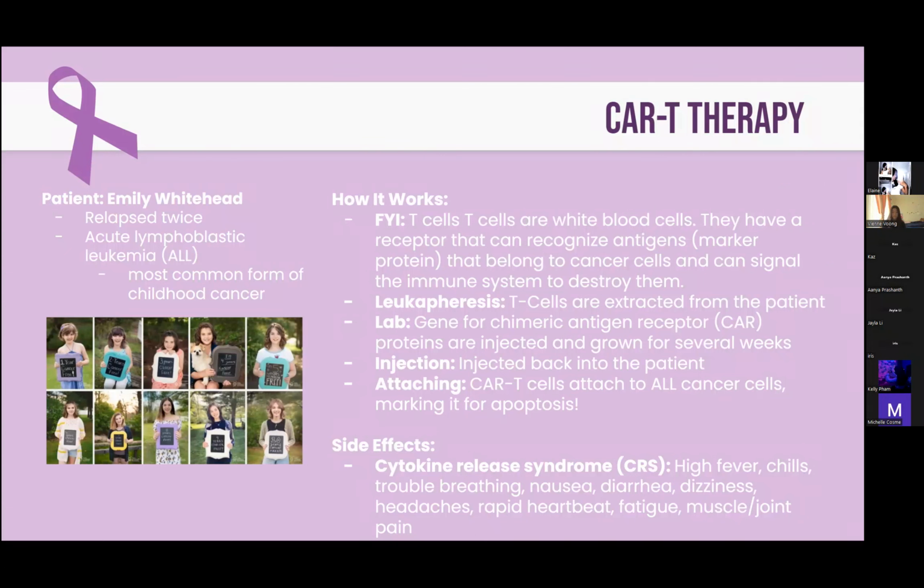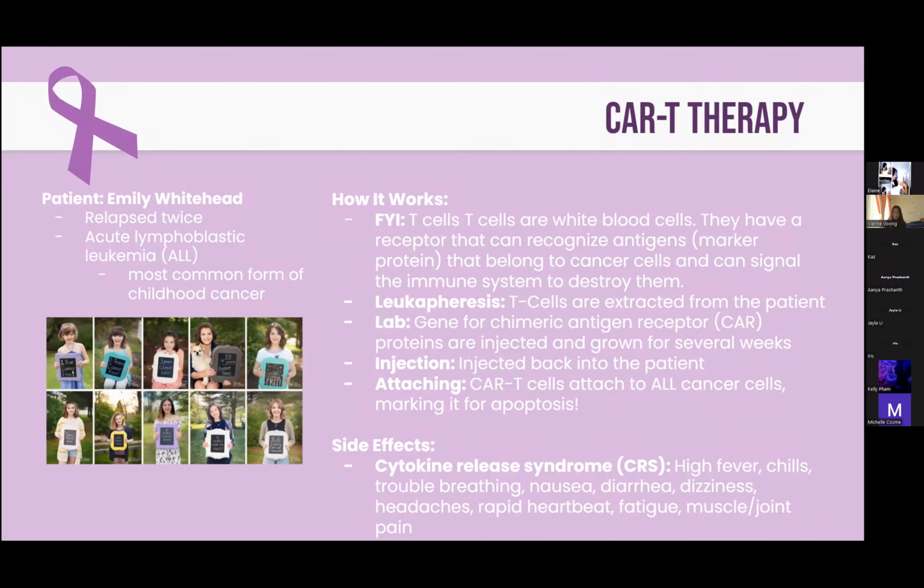So now, through a process called leukapheresis, the T cells are extracted out of a patient's body and then they are brought to a lab. Once they're brought to the lab, scientists inject the gene that codes for a protein called chimeric antigen receptor, CAR, and this is made to attach to the ALL cancer cell and then kill it. These cells are then grown for several weeks to provide a sufficient amount to the patient, and then they are injected back to the patient, and usually chemotherapy is recommended while the CAR T cells are working to improve effectiveness.